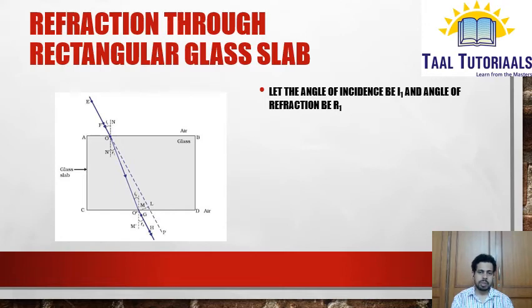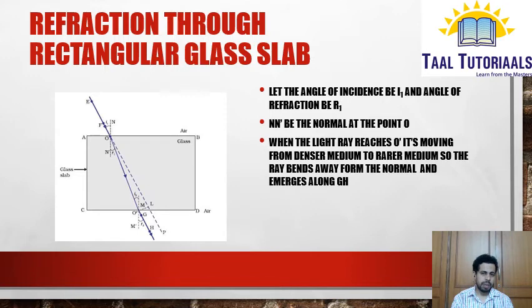Let the angle of incidence be I1 and angle of refraction be R1. N dash is the normal at the point O. When the light ray reaches O dash, another point on the other surface between the glass and the air interface. So here O is a point where it is the air and glass interface, and O dash is a point of the glass to air interface. Whenever a light ray travels from glass to air, what happens? Glass slab is a denser medium when compared to air, which is a rarer medium. So the ray bends away from the normal.